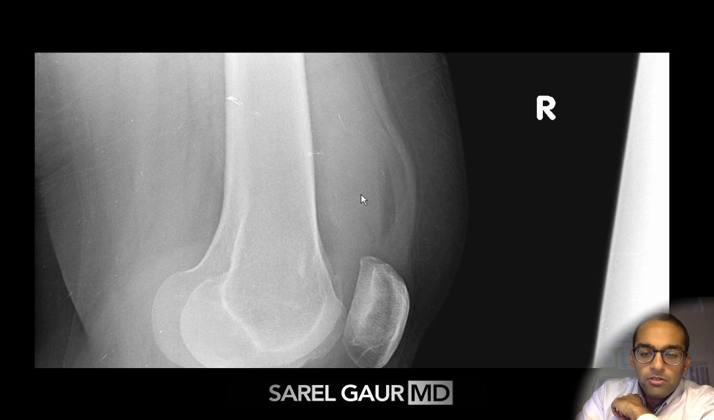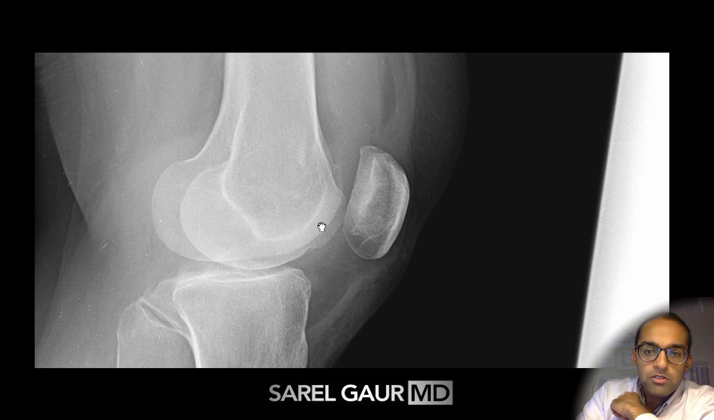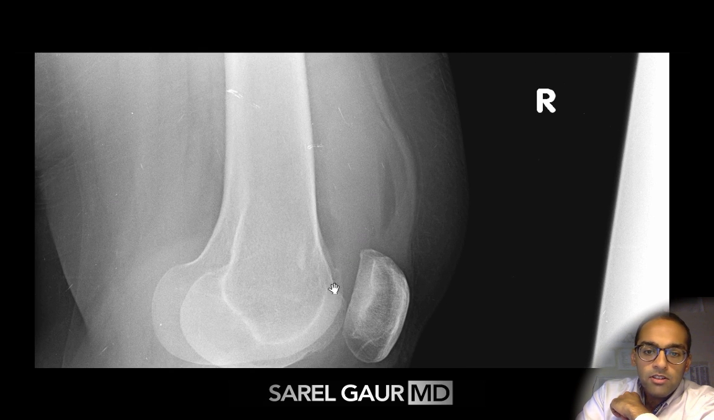There's also an internal fluid level. I can see there's a change in attenuation of this fluid. There's some lower density fluid here and higher density fluid here. This is concerning for what's called a lipohemoarthrosis, basically a fat and hemorrhage fluid collection in the joint. So I would be highly suspicious for a tibial plateau fracture that is radiographically occult, basically not seen on X-ray.